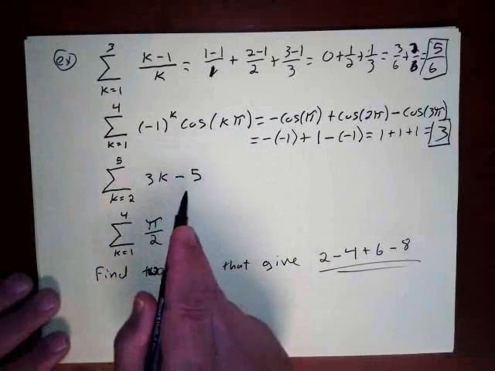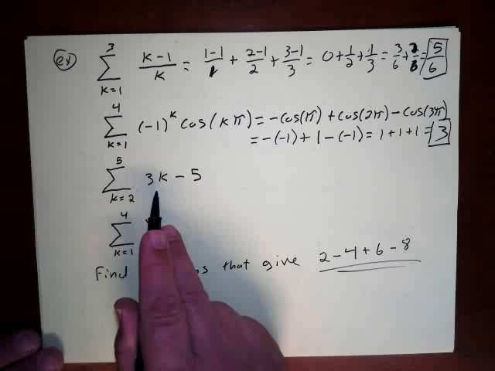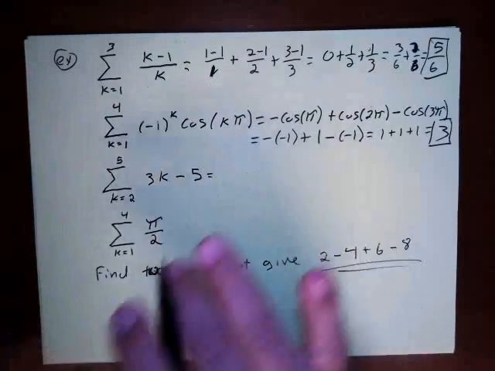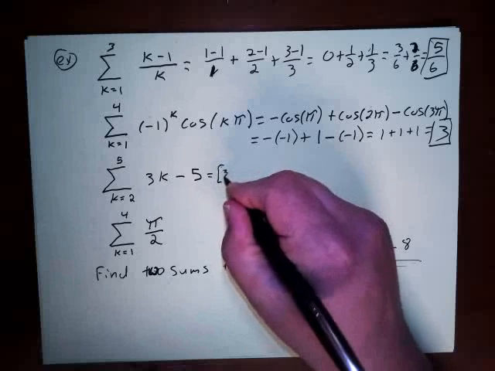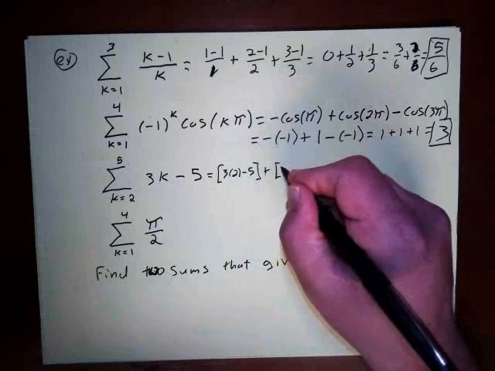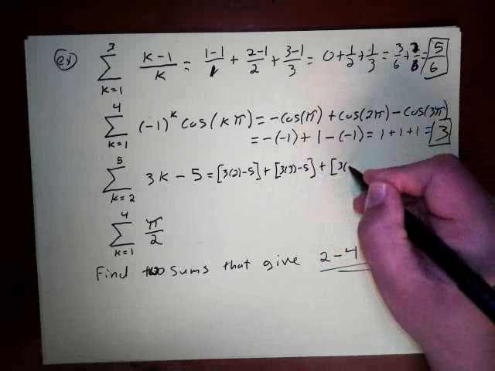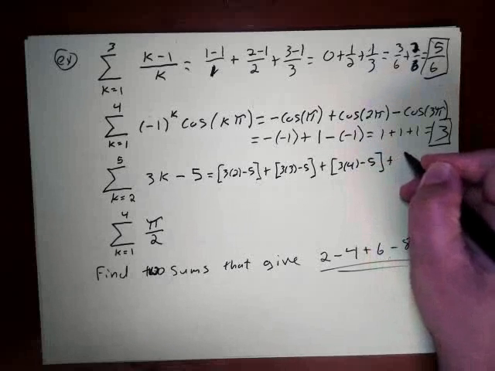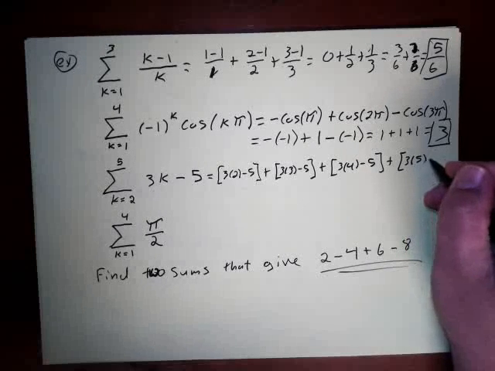Okay, so now this one wants me to do k equals 2 to 5 for the expression, the terms are 3k minus 5. So just some other formula. So it's not going to necessarily give me odd numbers. Okay, so this would be 3 times 2 minus 5 plus 3 times 3 minus 5 plus 3 times 4 minus 5 plus 3 times 5 minus 5.